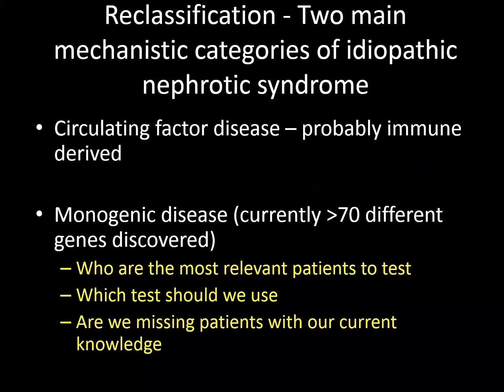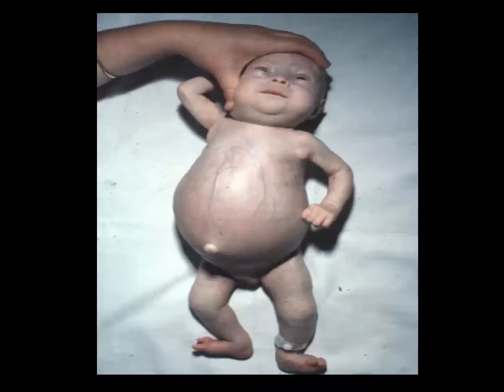So we're starting to get two main mechanistic categories of nephrotic syndrome. The first, as I say, is circulating factor disease, probably immune-derived, and the second is monogenic disease. Over the last 20 years, probably, more and more genes have been discovered that cause nephrotic syndrome, and there are over 70 at the moment. So the clinical question for the nephrologist is, who are the most relevant patients that we should test? What is the test we should be using? And also, are we missing patients? Are there genes that are not yet discovered?